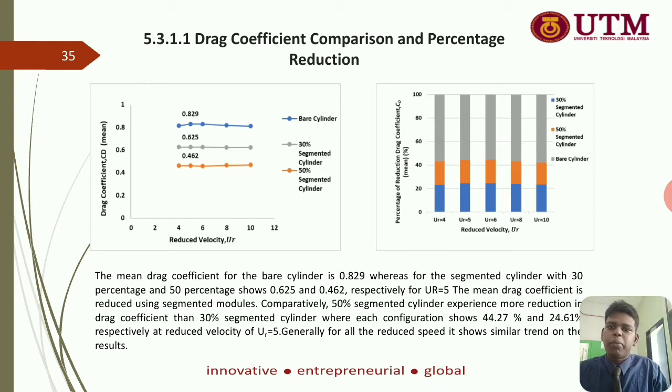Comparatively, the 50% segmented cylinder experiences more reduction in drag coefficient than the 30% segmented cylinder, where each configuration shows 44.27% and 24.61% respectively at a reduced speed of UR equal to 5. Generally, for all reduced speeds, it shows a similar trend in the results.